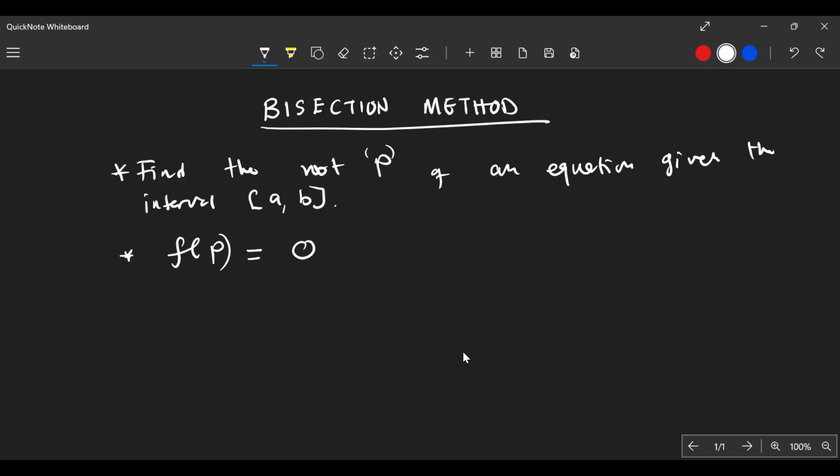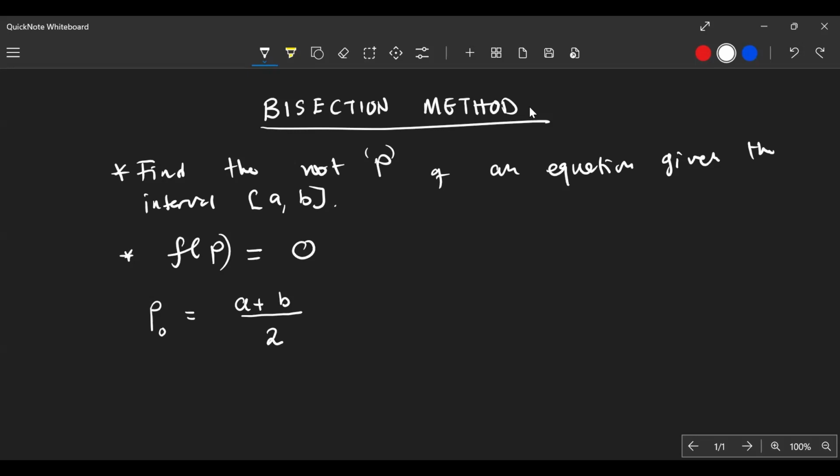To find this P, we use what we call the bisection method. This bisection method says that if you have the interval, you can find the initial value of P, which I'll call P naught. P naught will be equal to A plus B, divided by 2. A is the value given in the interval, and B is also the value given in the interval.